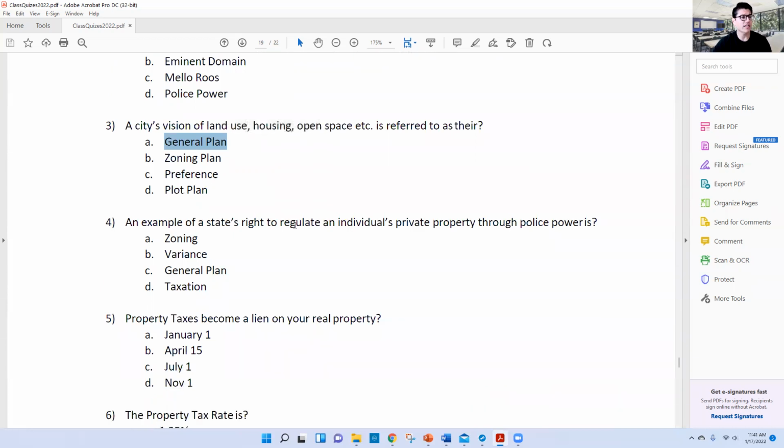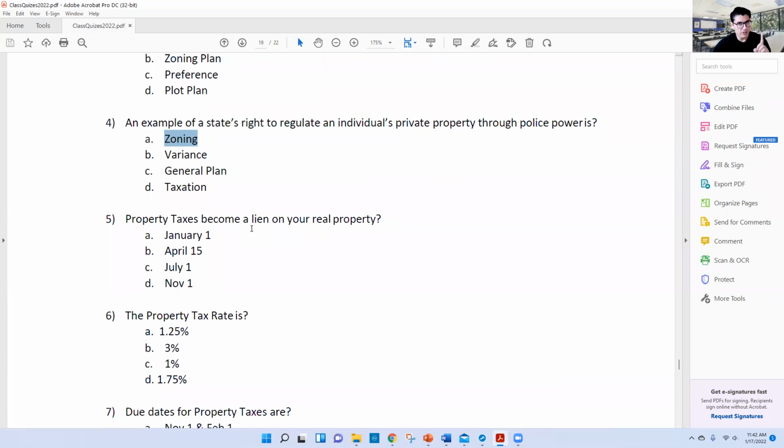Now, an example of the state's right to regulate an individual's private property through police power. So you want to have llamas in your front yard. You're not zoned for that kind of animal in your front yard. That's zoning. When the government can tell you what to do with your property, zoning.